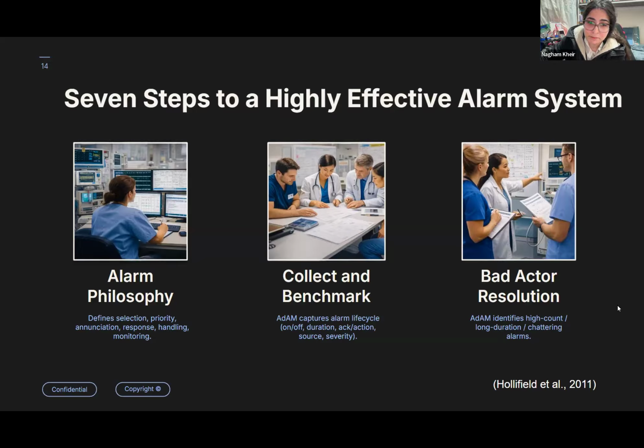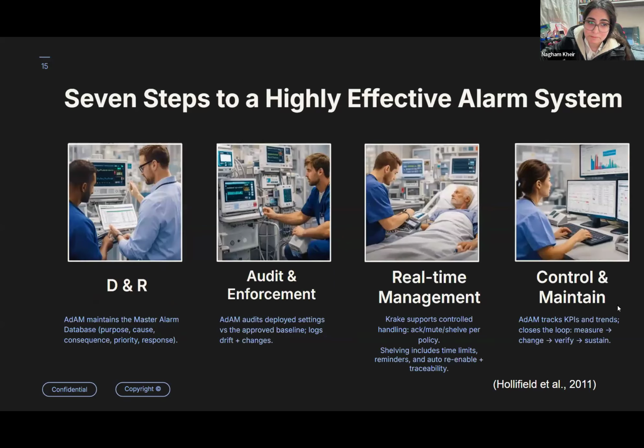Let's move to the next slide, please. Now, stages 4 through 7 are the steps we implement to systematically improve alarm system performance. Stage 4, perform alarm documentation and rationalization. 5, implement alarm audit. 6, implement real-time alarm management. 7, control and maintain the improved system.